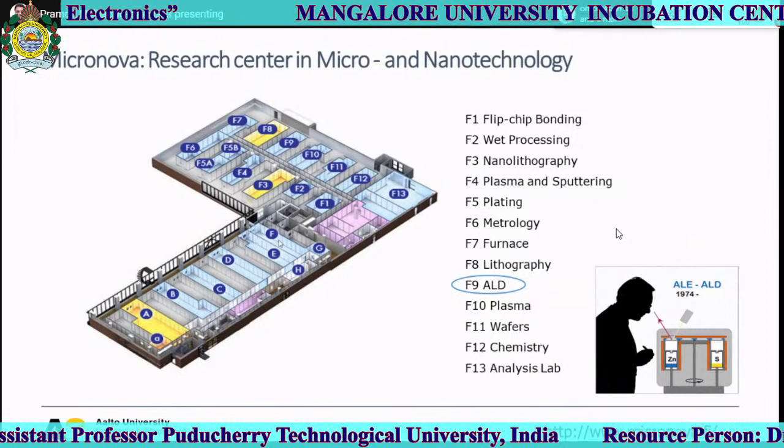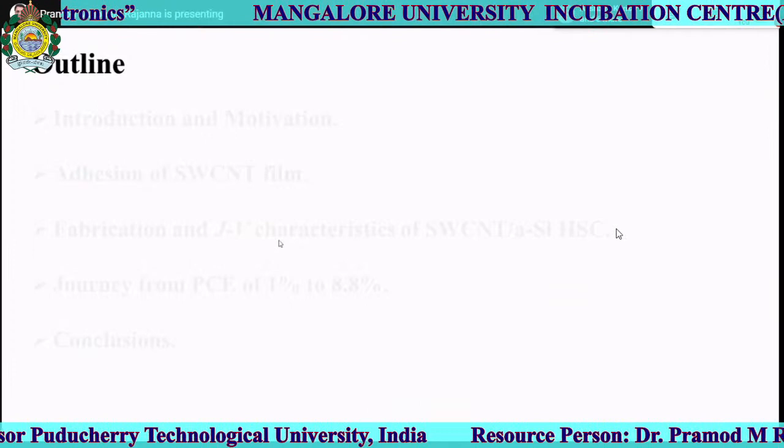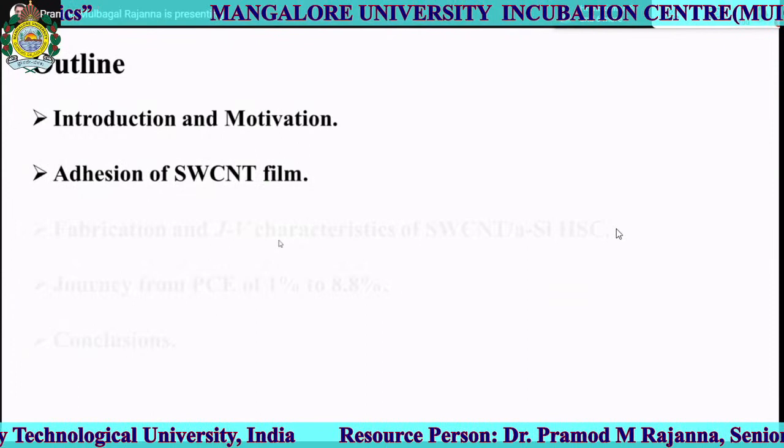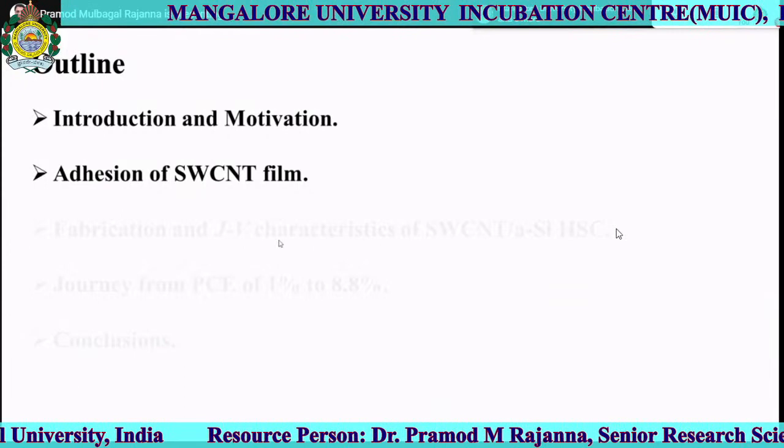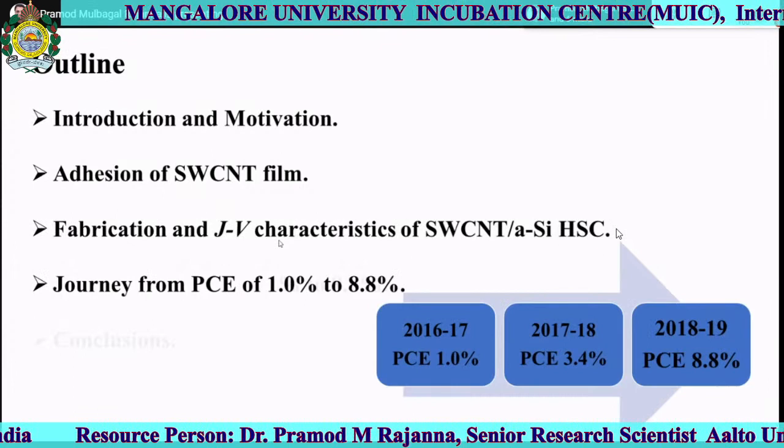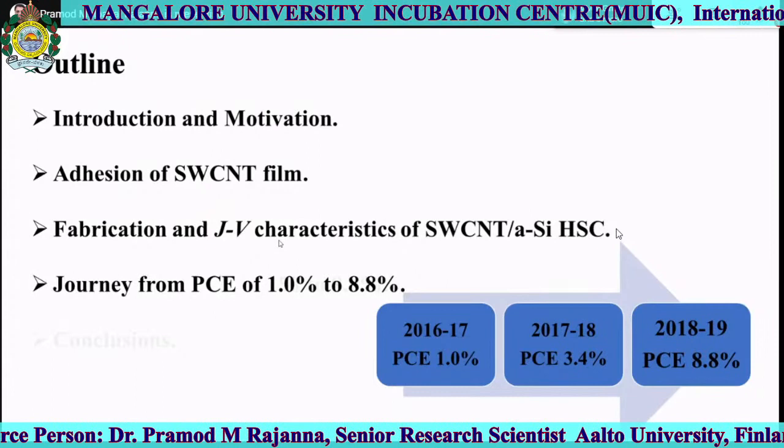So moving on to the outline, I'll briefly give you a short introduction and the motivation behind the work. As I mentioned, I'll be mainly talking about single wall carbon nanotube thin films, among all the carbon nanomaterials, and the fabrication process. And we have had a fantastic journey in the last 4 years, moving from close to 1% to nearly 9% output efficiencies, and some final conclusions.